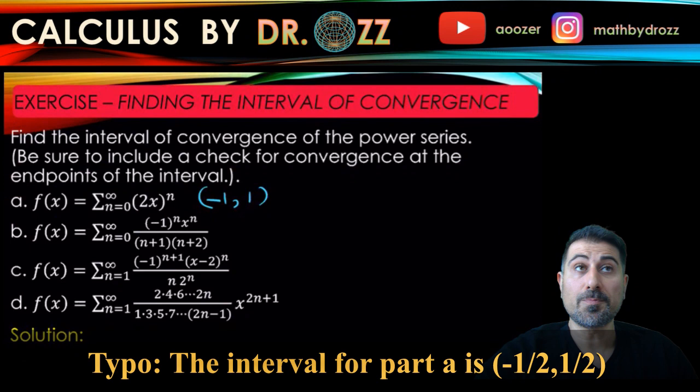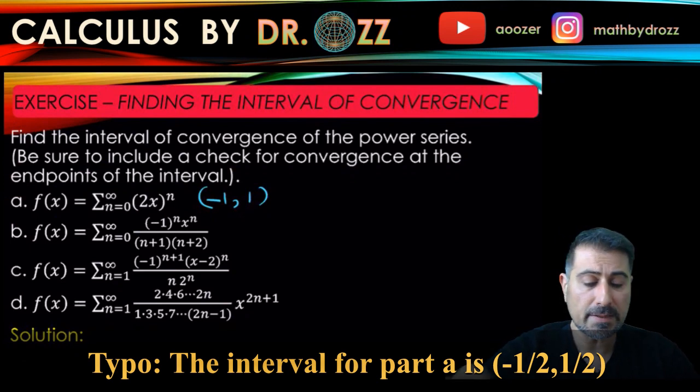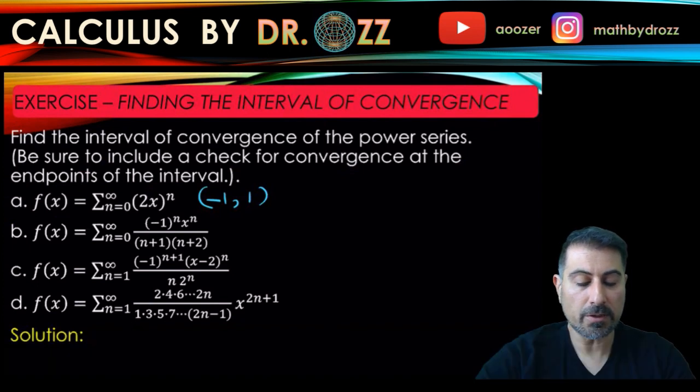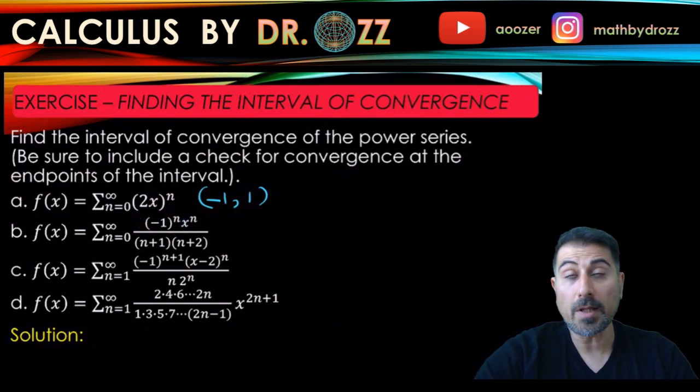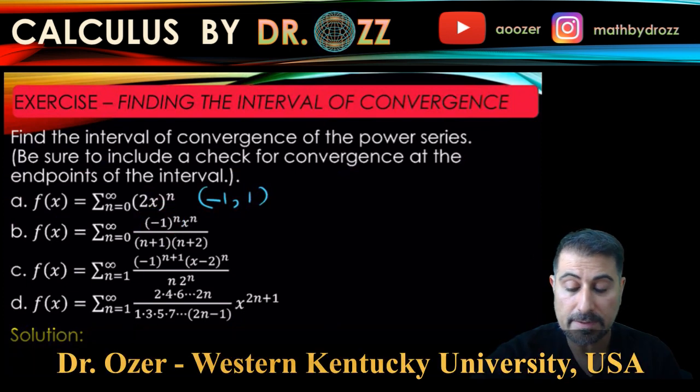All right, for part B, I'm going to have a similar analysis. Remember that x is a variable. In part B, I have also an alternation going on here, right? But still, I'm going to apply the ratio test.